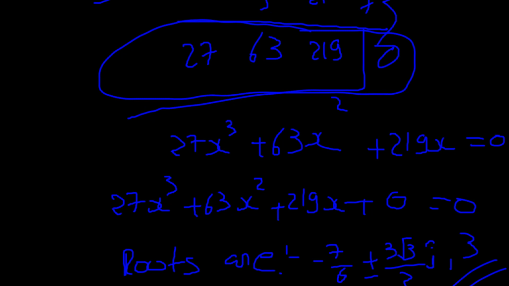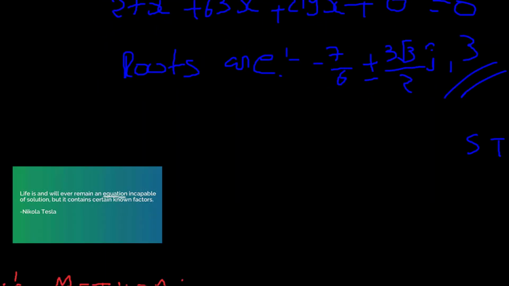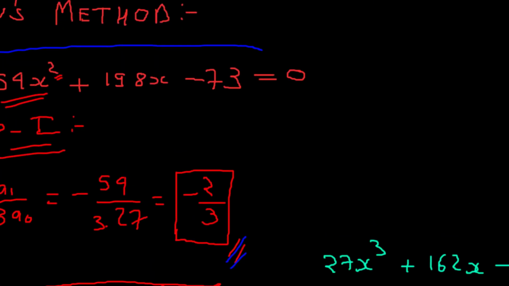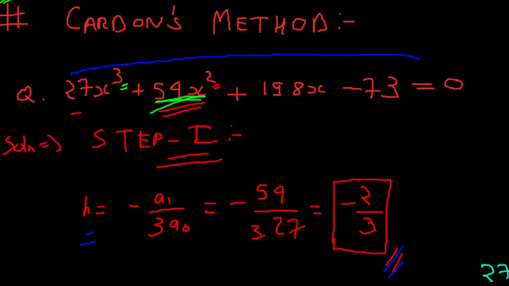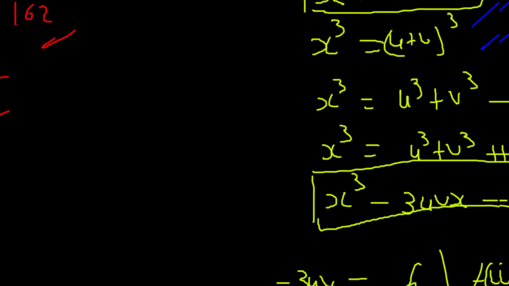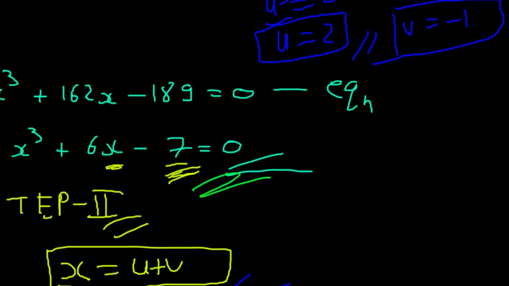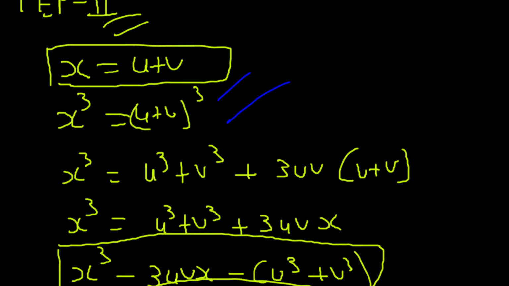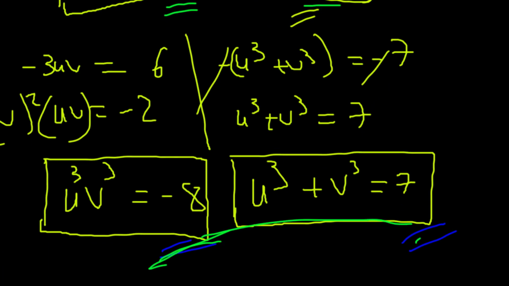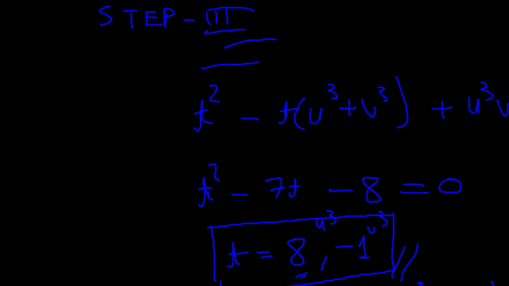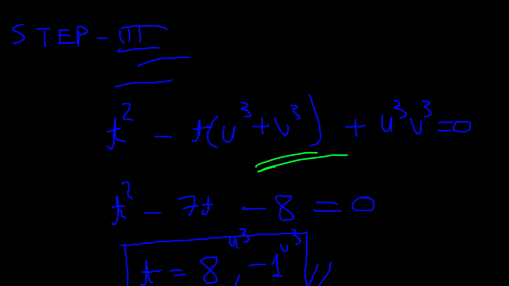I know it may sound a little bit long, because this kind of questions are long, but these are really easy ones. Let me give a very quick recap of how we have solved this. Step 1 is to diminish the equation, and the new equation is formed. Step 2 is to put x equals u plus v, cube those things, and equate the coefficients. Then put that coefficient value in step 3, which is the quadratic equation.